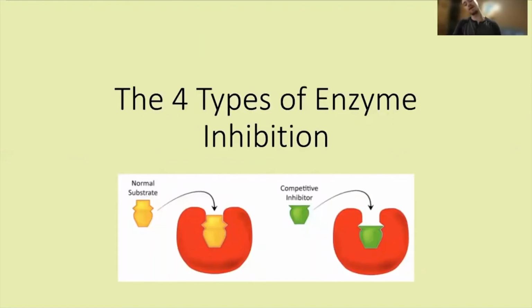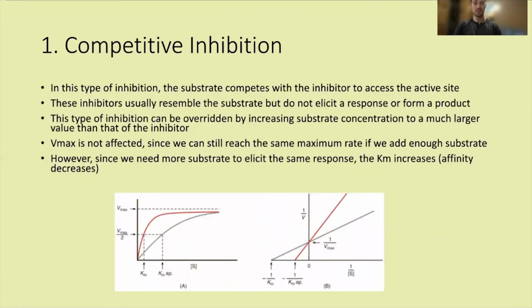Okay, so the four types of enzyme inhibition. This is also another very high yield topic on the MCAT. Competitive inhibition is the easiest, most intuitive type, I think. In this type of inhibition, the substrate competes with the inhibitor to access the active site. The inhibitor usually resembles the substrate, but it does not elicit a response or form a product.